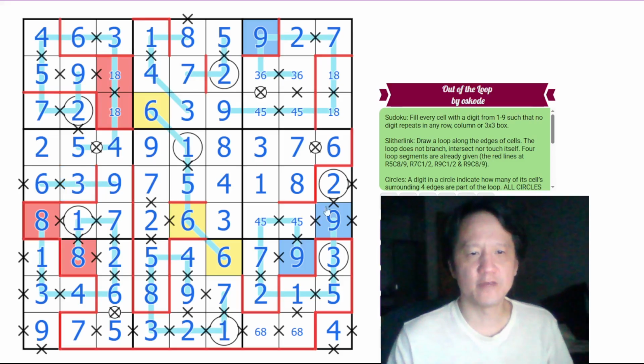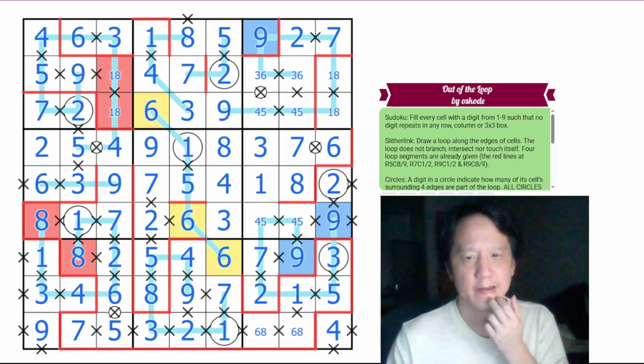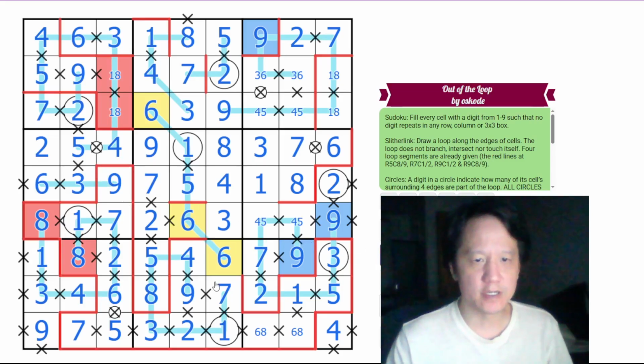This 3 cannot have 3 slither link around it, so this cannot go this way. Therefore, it must continue connect to that. Therefore, these cannot connect. So if it goes there, that would necessarily connect, and this would form a closed loop by itself with the other loop not being part of it. So it cannot go this way. It has to go up.